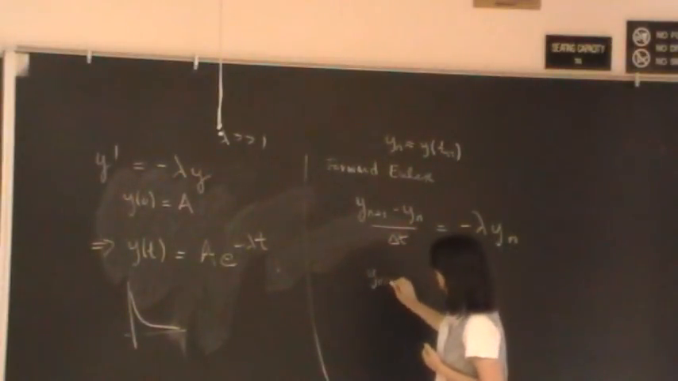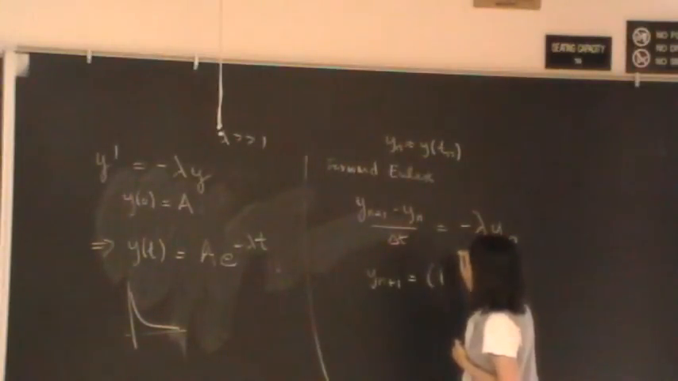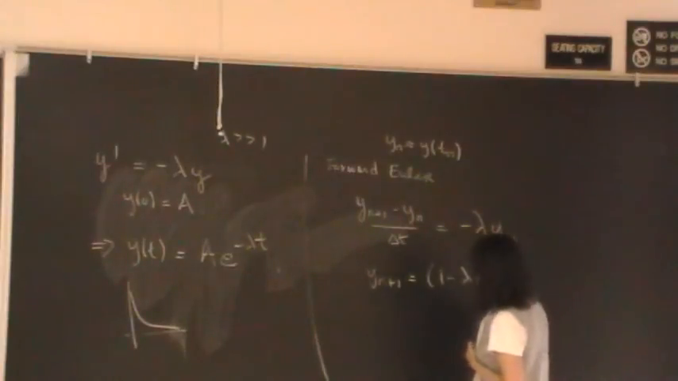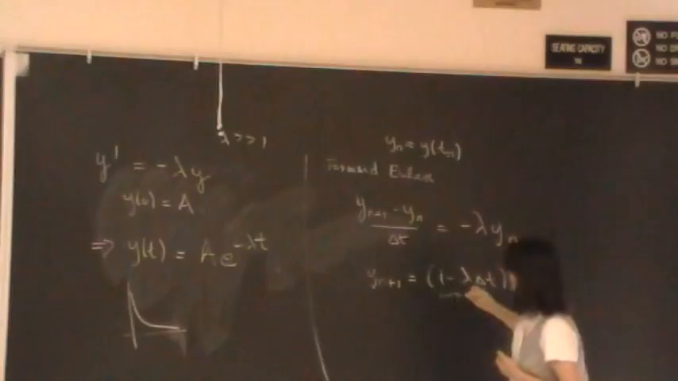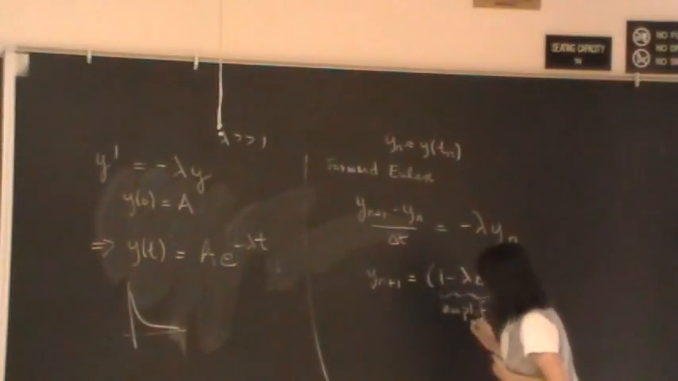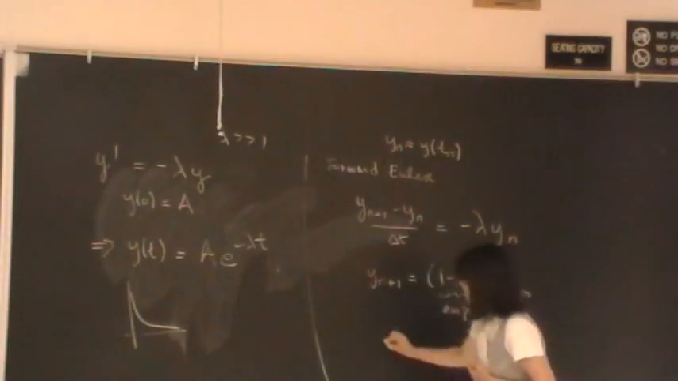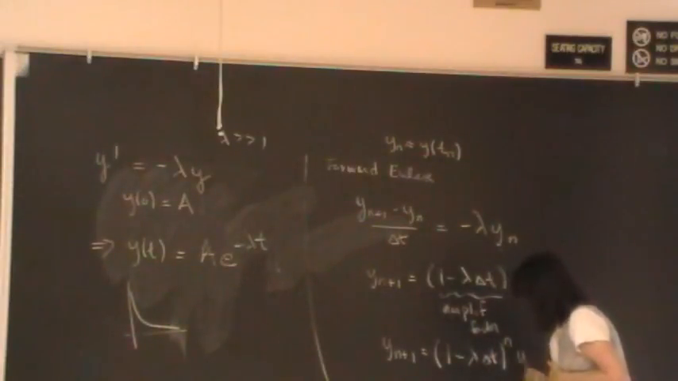So you get yn plus 1 equals 1 minus lambda delta t times yn, right? This is called your amplification factor. The result, yn plus 1, then is this 1 minus lambda delta t to the nth power times y0.